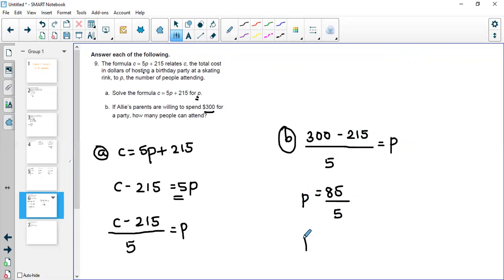What's the value of P? What is 85 divided by 5? That's going to give you 17. So the number of people who can attend the party for $300 are 17 people. Okay, it's easy. Once you solve the formula, you just replace the information they gave you. They said the total cost is $300. So in place of C, which is the total cost, you substitute 300 and just solve it how you would solve an equation.